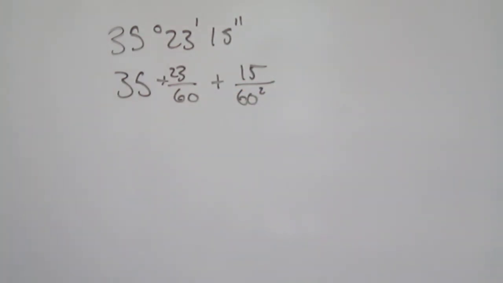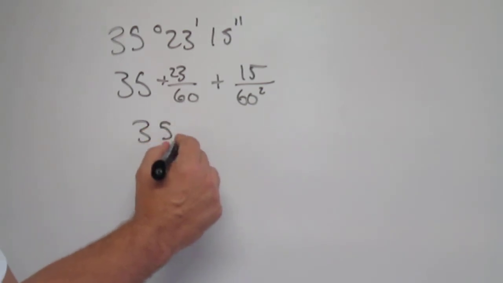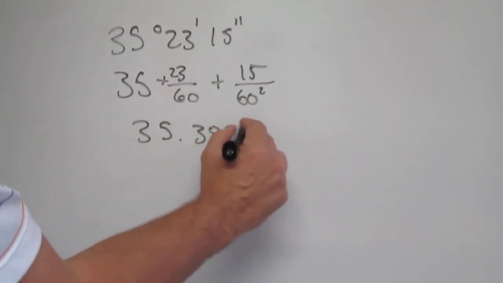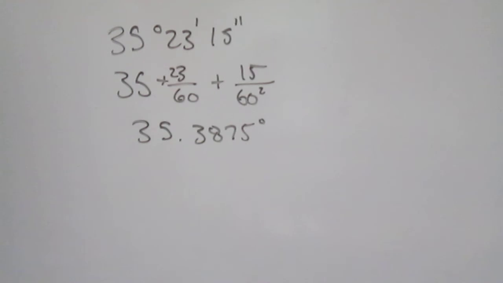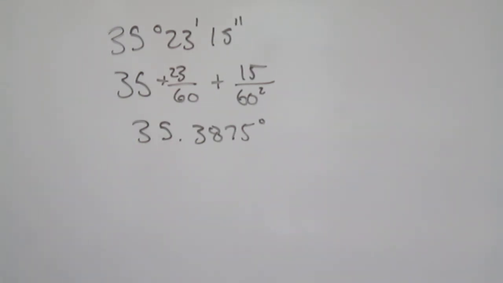So if I plug that into a calculator or just did the work on my own, I would end up getting 35.3875 degrees. Oftentimes it's easier to represent things in terms of just a decimal version of degrees, but you will see both regular degrees and degrees, minutes, seconds.